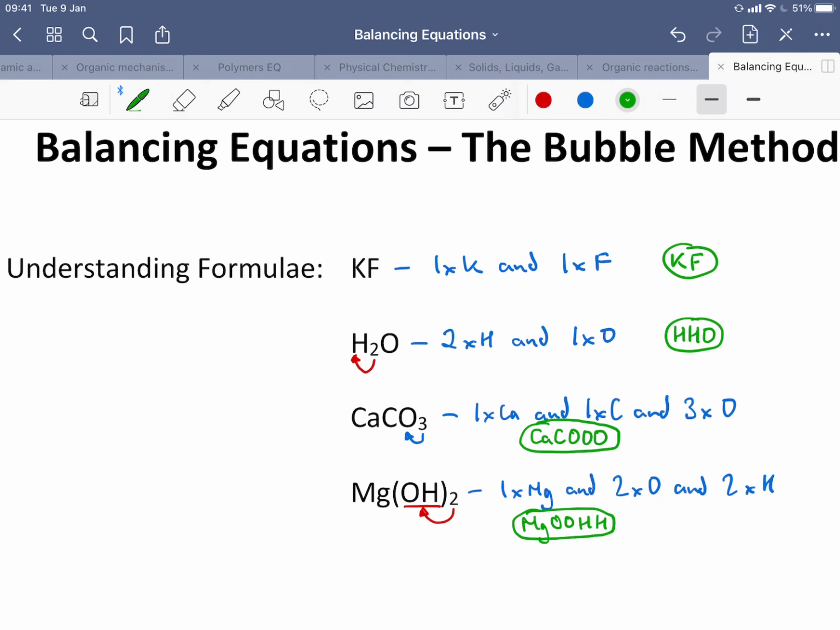Okay, so to be able to even begin to balance equations, we've got to understand what the formulae are telling us. We've got to realize what those little subscript numbers mean, like the 2 there and the 3 here, and then the 2 here. And we've got to be able to write our formulae out just in terms of the number of each element, like what I've done in green here with the circles, and that is why it's going to be called the bubble method.